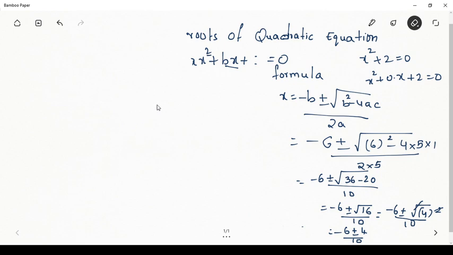So here, what can we write? Minus 6 plus 4 by 10, comma, minus 6 minus 4 by 10. So here we have to split, one plus and one minus. Then only we can get two roots. In a quadratic expression the degree is 2, so we will have two roots. However much the degree, that many roots.